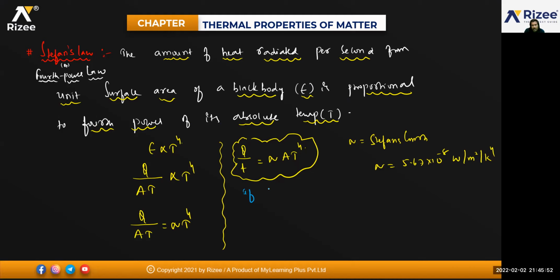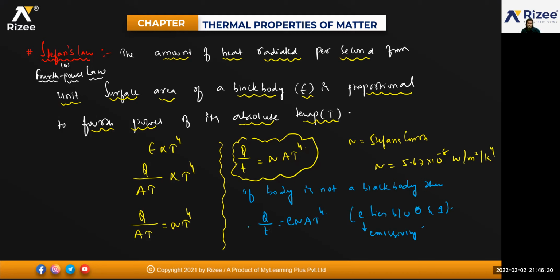So if the body is not a perfectly black body, then we can write one formula. If the body is not a black body, then Q by T is equal to emissivity into sigma into A into T to the power of 4. The value of E lies between 0 and 1. That will be given. E is nothing but emissivity. You should be given the emissivity of that body. Clear for everyone?